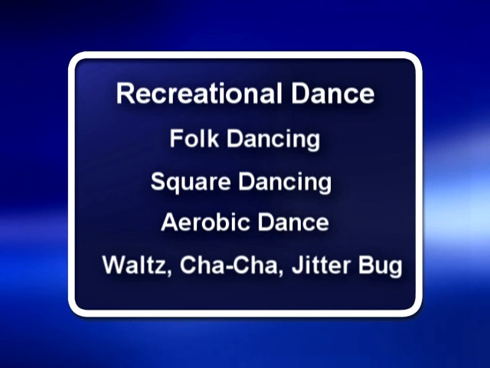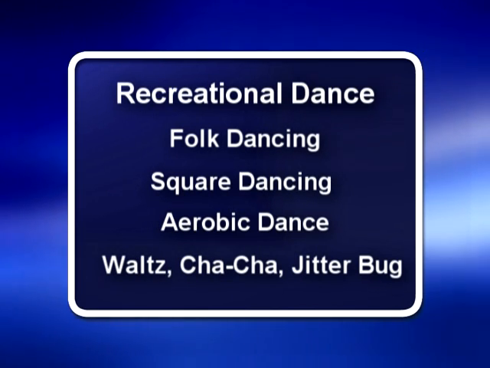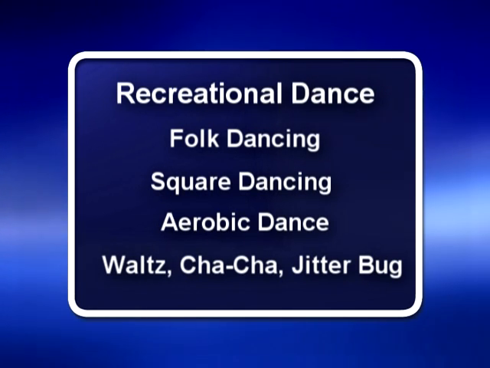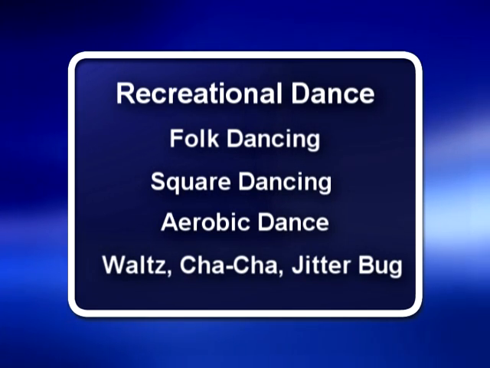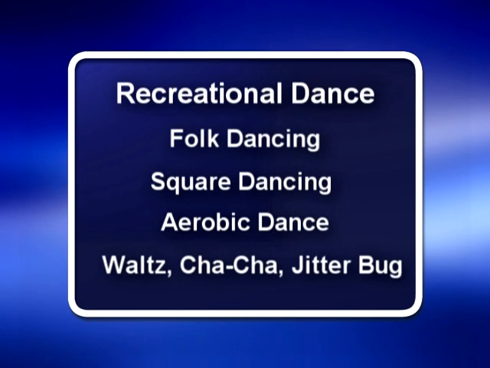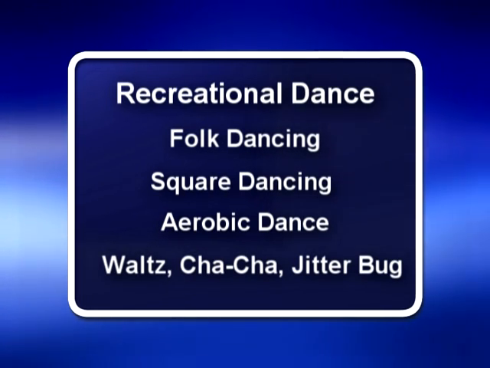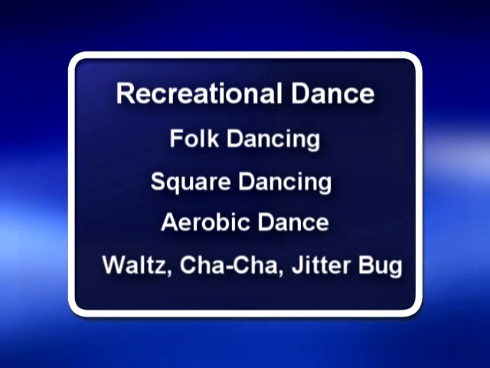Examples of recreational dances include everything from folk and square dancing to social dances like the waltz, cha-cha, and jitterbug. Going out dancing at a club or going to the high school prom are also examples of recreational dance. Dancing for exercise, as in aerobic dance, is also considered recreational.